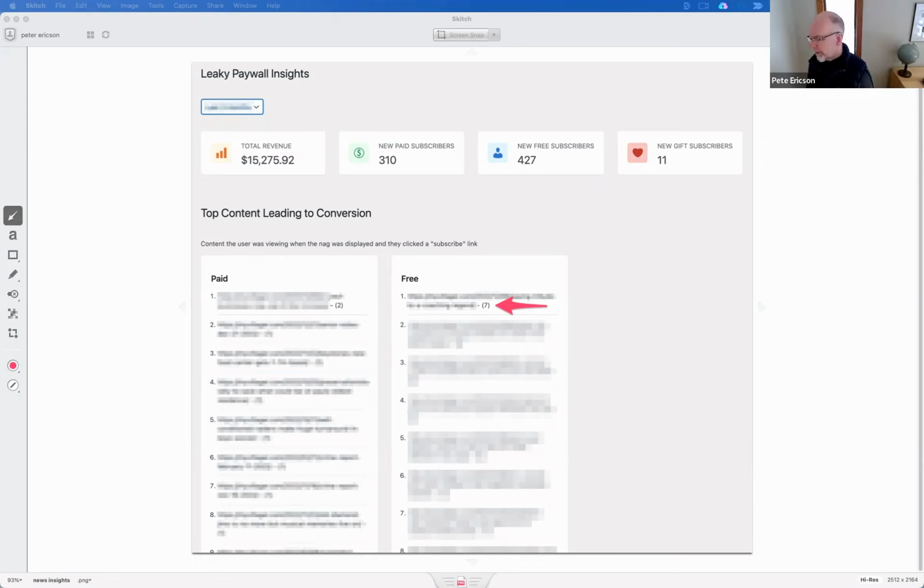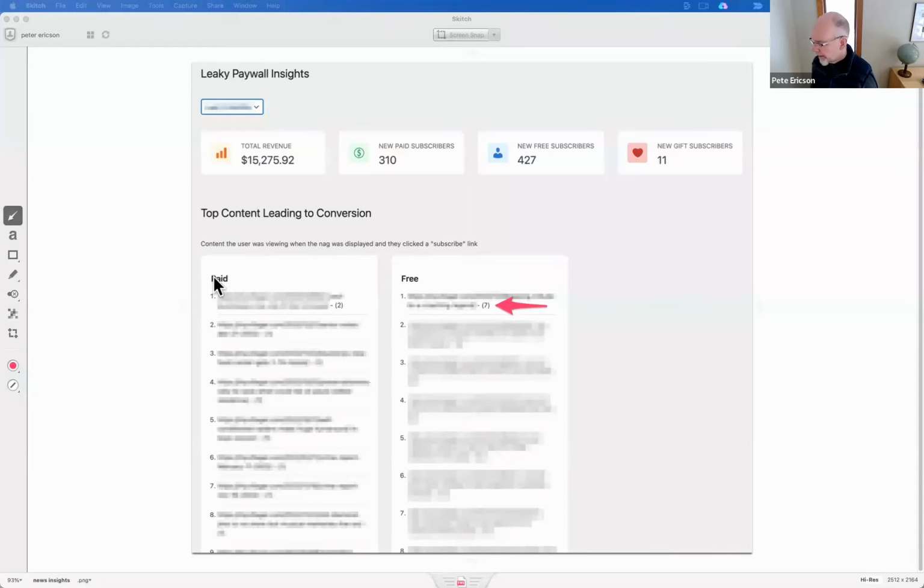And we're tracking things like total revenue, new paid subscribers, new free subscribers, and gift subscribers over a time period. And this box here hides the time period. And you can just select, okay, I want 24 hours, I want a week, I want 4 weeks, I want 3 months. And we'll expand on this as we go. But the thing I would really want to talk about is the top content leading to conversion. And this is something that I recommend you go look at. If you go into Leaky Paywall, just look for the Insights menu under Leaky Paywall in the WordPress dashboard, and this page will load up.